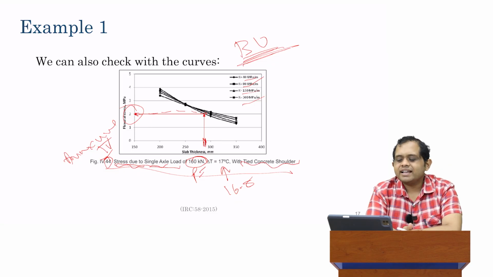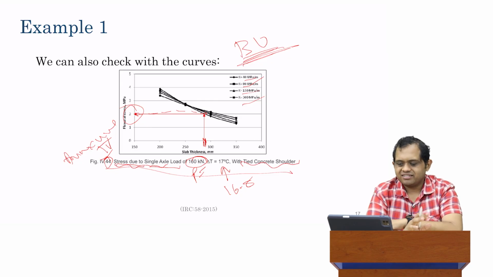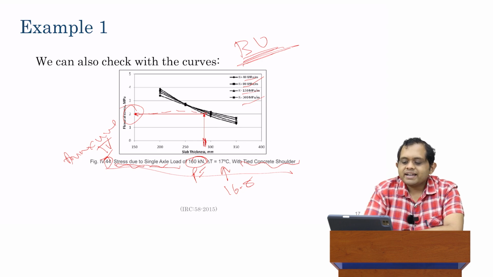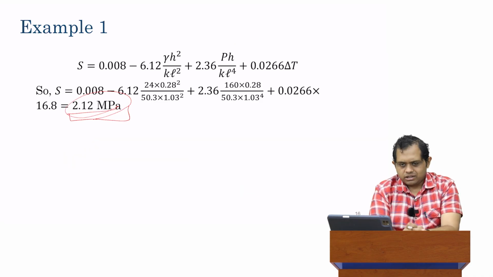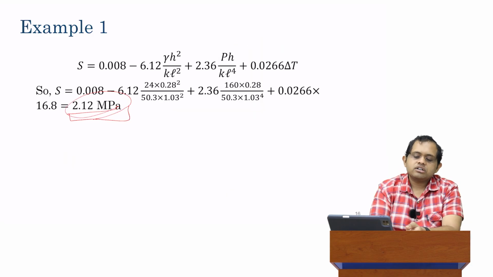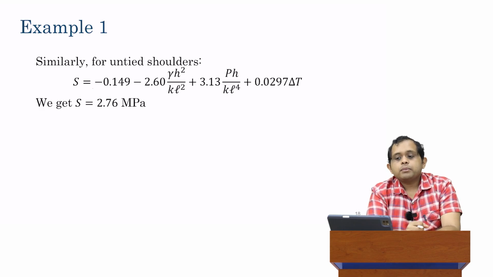Again, this is very visual, and I hope you can see why it's not a good idea to use these charts for the large part. It's fine that they provided them, but in practice you should use the regression equations because there's a lot of subjectivity in using these charts, and depending on the font size and the thickness of the lines, it can be really difficult. So roughly 2 megapascals is what we're getting, and our calculation gave us 2.12 megapascals. Reasonably close, the error is less than 10%. So we might say our calculation looks okay because the charts give roughly the same values. Similarly, we can do the same process for untied shoulders.